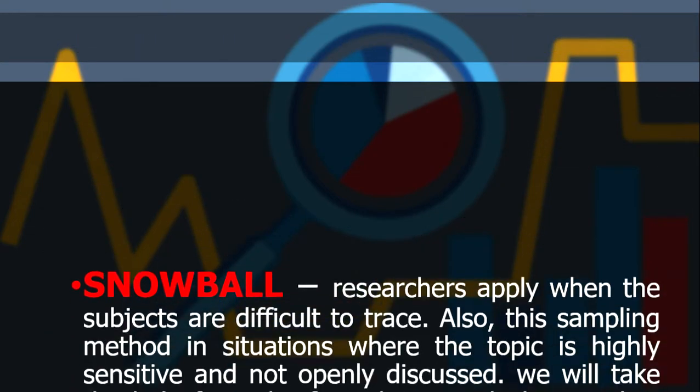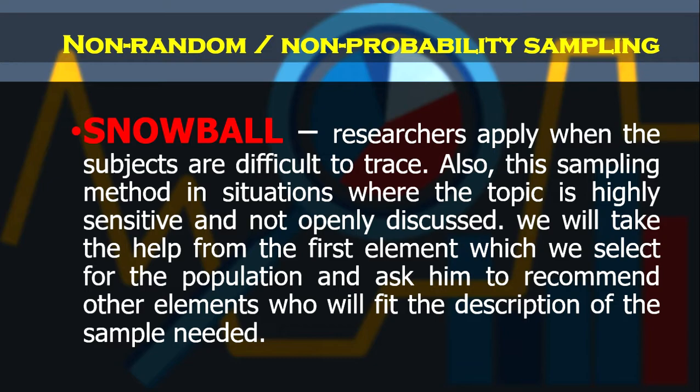Okay, so that's quota. And then for the snowball, researchers apply it when the subjects are difficult to trace. Also, this sampling method is used in situations where the topic is highly sensitive and not openly discussed. We will take help from the first element or the first respondent, which we select from the population, and ask him to recommend other elements who will fit the description of the sample needed. For instance, survey the shelterless people or those illegal immigrants, the TNT, always hiding.